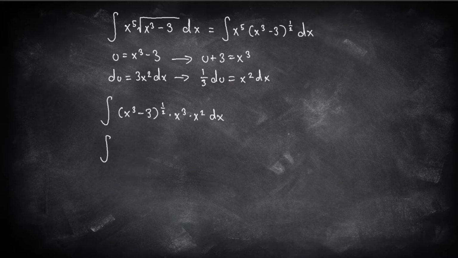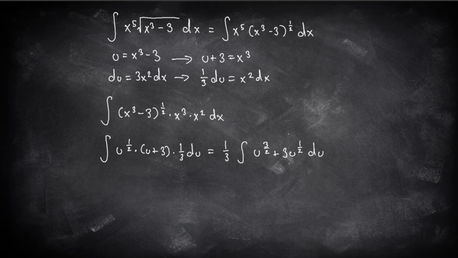So the integral of x cubed minus 3, that is u, so that's u to the power of 1/2, times x cubed, which we said was u plus 3. x squared times dx is 1/3 du. So overall, we have 1/3 going outside because that's a scalar in an integral. Let's distribute this out to both of them. So that's u to the power of 1/2 plus 1 is 3/2, and 3 u to the 1/2, du.